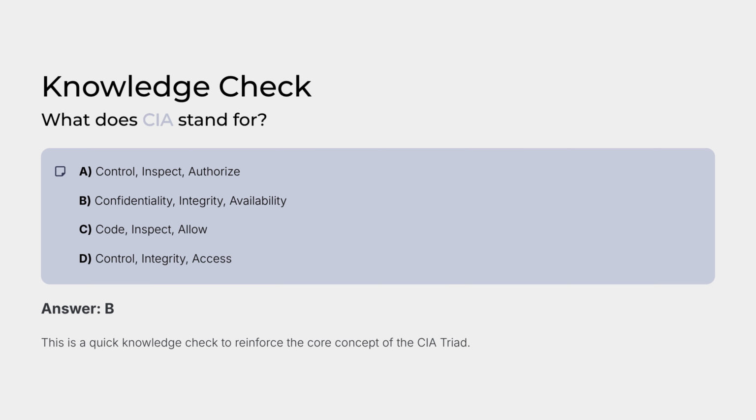Quick knowledge check. What does CIA stand for in cybersecurity? The correct answer is B, confidentiality, integrity, and availability. If you got that right, great job. These three words are the backbone of everything in security.